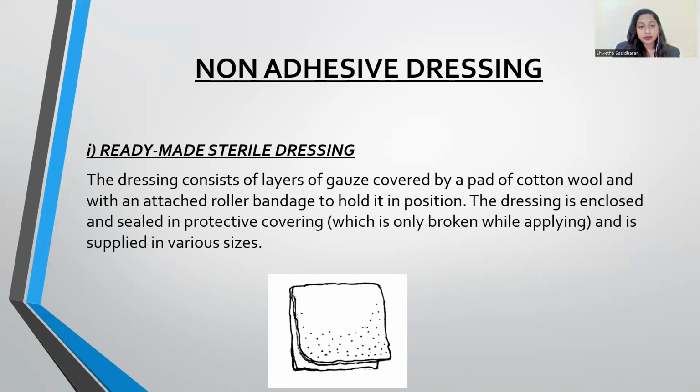Then you hold it in position. We use the roller bandage. It is nothing but a mesh kind of material. So these are the protective things, and again, this also has to be very much sterile when we are using it. Next is the gauze dressing.